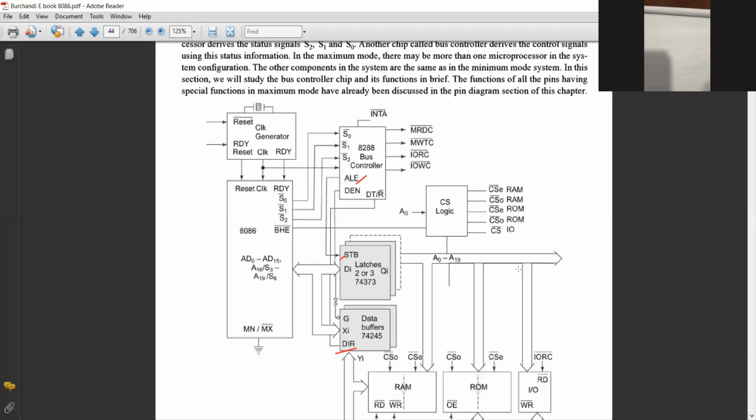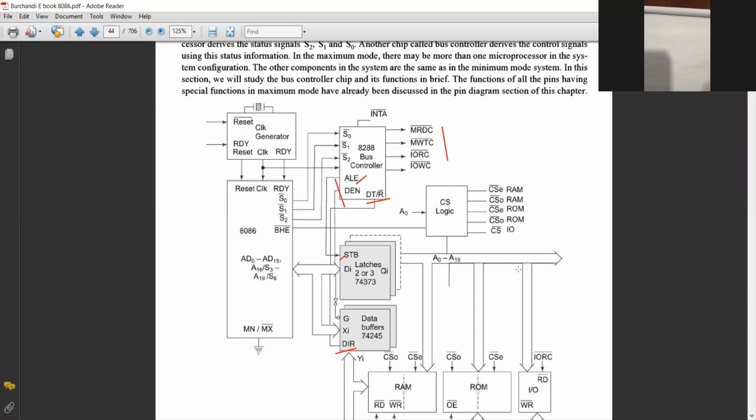In minimum mode, those signals are available in the pin configuration. The ALE signal, DEN signal, and DT/R bar signal are all available in the IC itself. But over here, they are not in the IC itself; they will be generated by S0, S1, S2, right? Yes, sir. So that is the function.